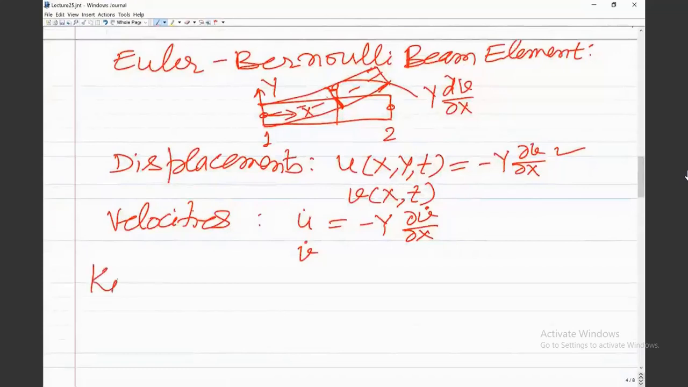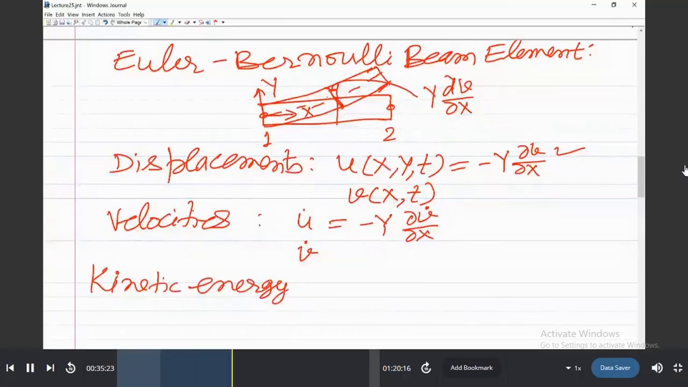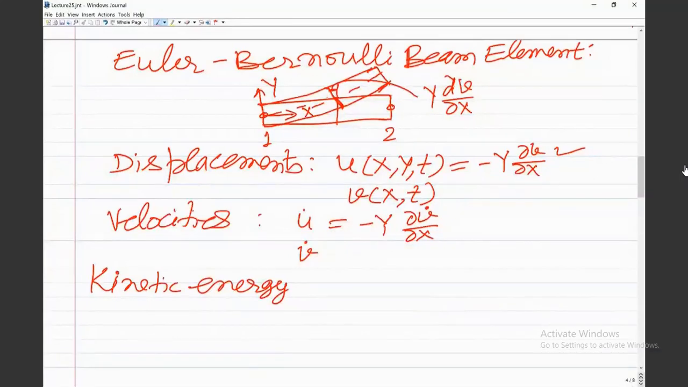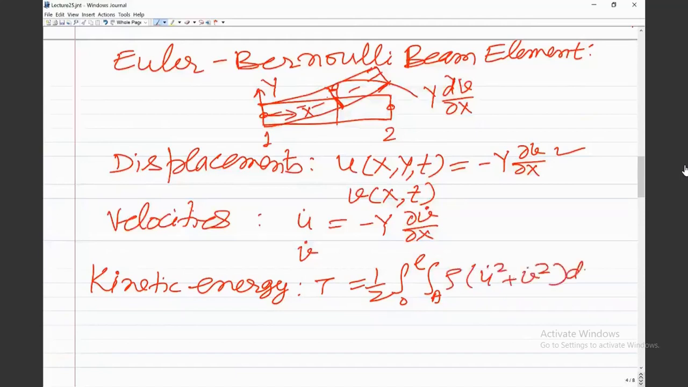So now if I want to write the kinetic energy, you can also derive this element level equation of motion starting from the differential equation of motion, then writing its weighted residual statement and weak form. From there also it's possible. But I am following the energy approach. So the kinetic energy T for this is going to be half integration 0 to L, integration over the cross sectional area, rho, and this formula is the same. There are two velocity components, so u dot square plus v dot square dA dx. So this is the kinetic energy.